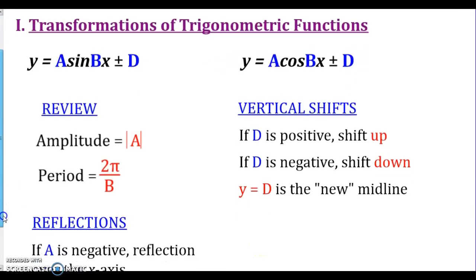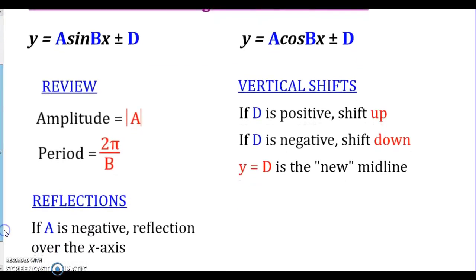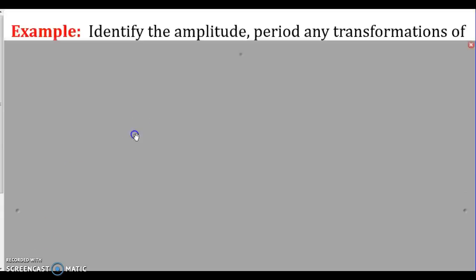Now, just as a recap from yesterday, if you ever have a negative A value, you're going to have a reflected graph, meaning your curve just flips upside down. That's it. If at this point you need to pause this screen, please go ahead and do so to make sure you have all this stuff written down. Now let's take a gander at an example.